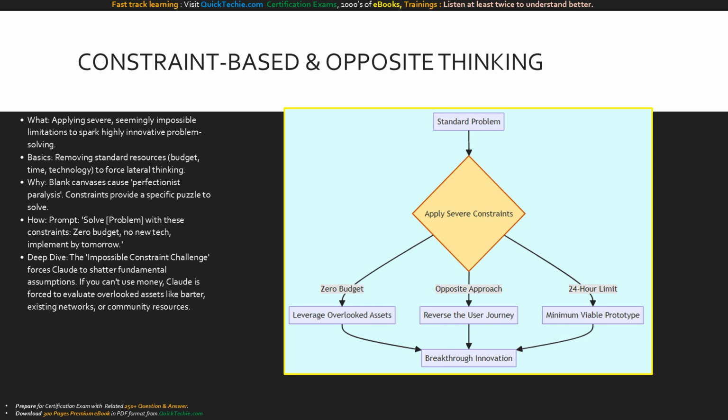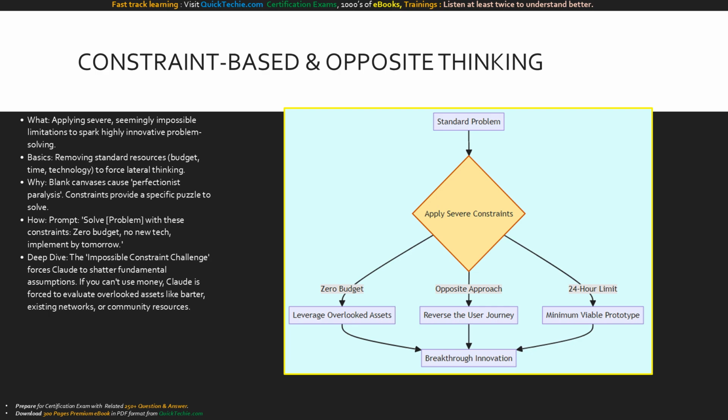One of the most counterintuitive secrets to creativity is that total freedom is actually paralyzing. If you want incredible ideas, you need constraint-based thinking. You must apply severe, seemingly impossible limitations. We call this the impossible constraint challenge. Why does this work? Because constraints breed creativity.